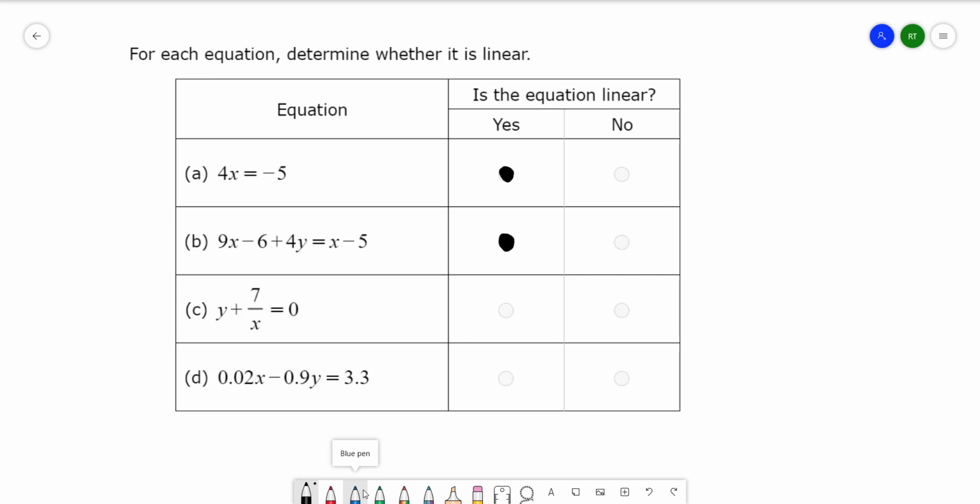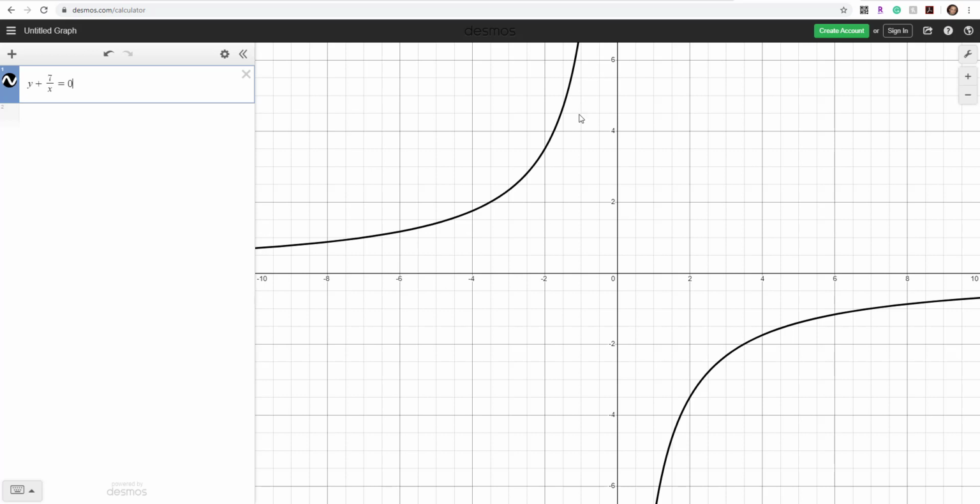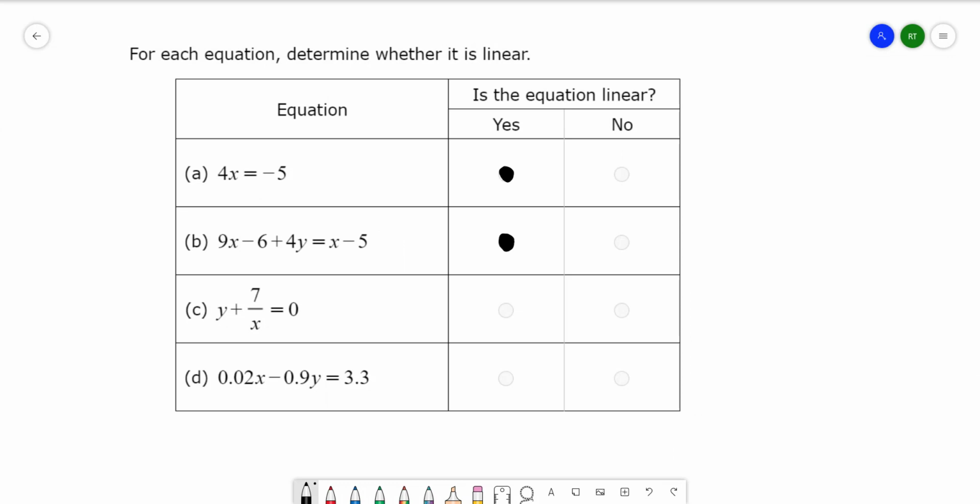Then the next one, we get y plus 7 over x equals 0. So I'm going to clear this one out. Y plus 7 over x, and then you have to hit the right arrow key if you want to type in the fraction, equals 0. And you can see here we have two curved lines. Therefore, for this one, I put down no, it's not linear. It's not a straight line.